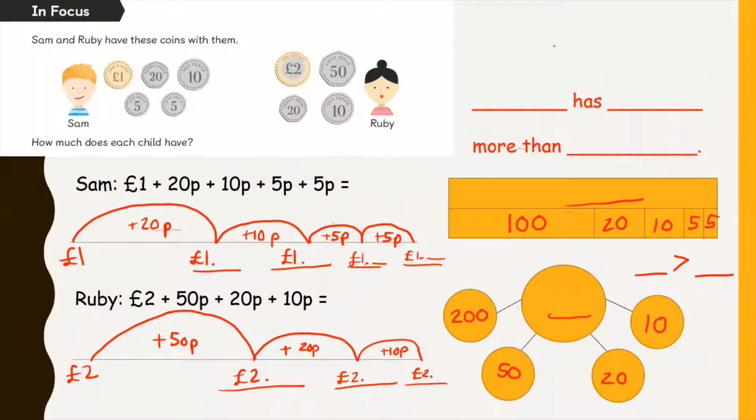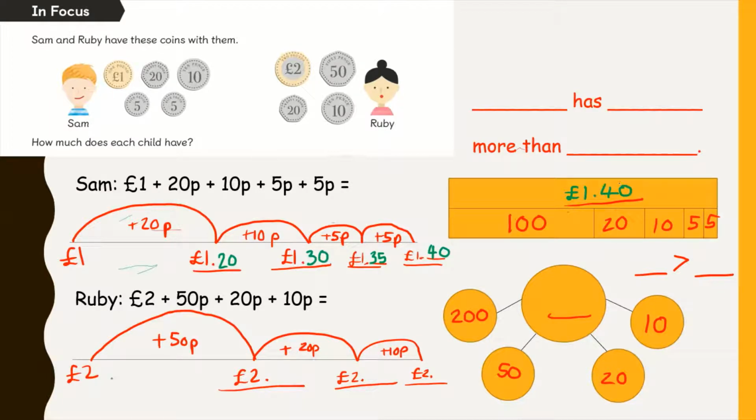Okay, so what did you find out? Let's have a look together. So with Sam, who is over here, he's got £1 add 20p, which very simply makes £1.20. What's 20 add 10? That's right, 30. 30 add 5 is 35. Add another 5, 5 times table, £1.40. That's how much Sam has. He has £1.40.